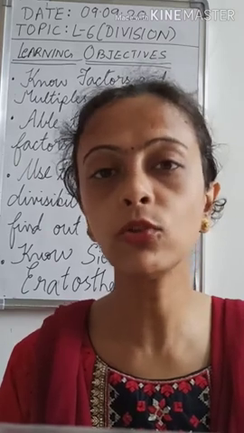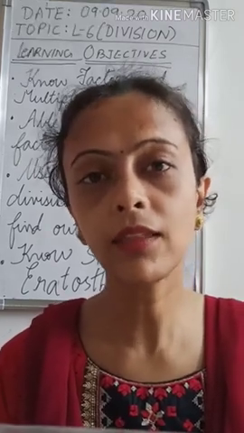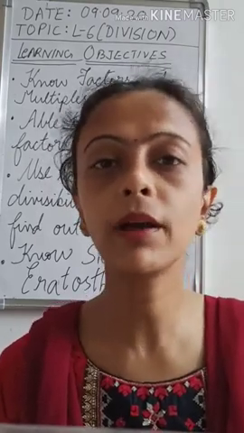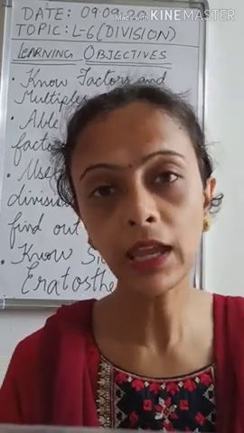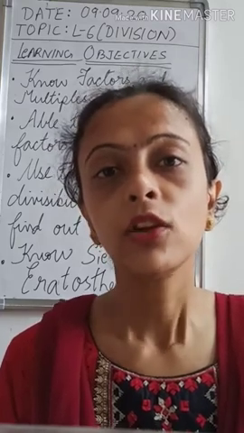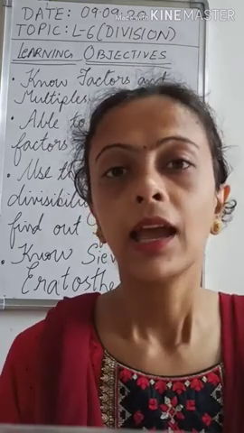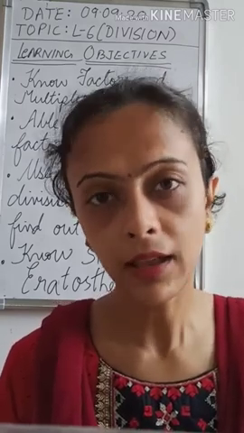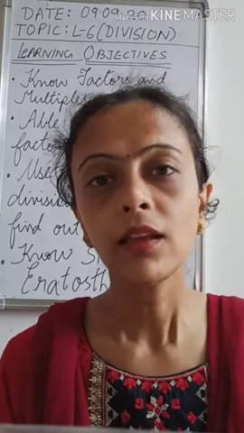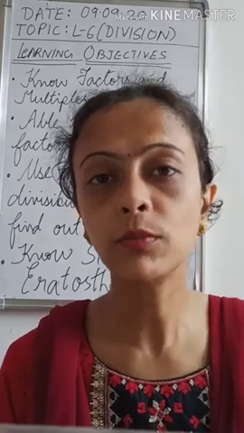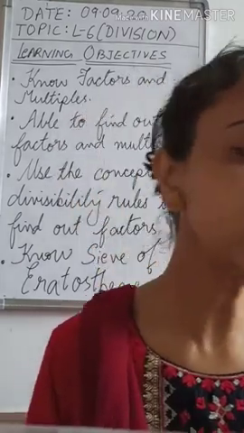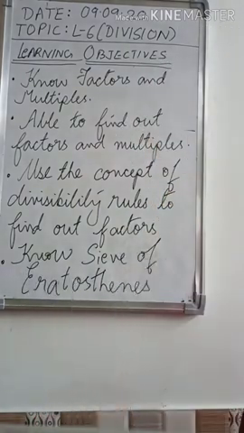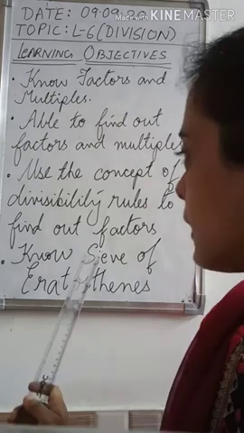So you know the tests for 2 and 3. If a number is divisible by both 2 and 3, that number is also divisible by 6. What was the test for 8? The last 3 digits should be divisible by 8. And the test for 9? The sum of the digits should be divisible by 9. And the test for 10 was that the last digit, the ones place, should be 0. So these were the rules of divisibility. And the sieve of Eratosthenes, we will discuss when we come to that part again.